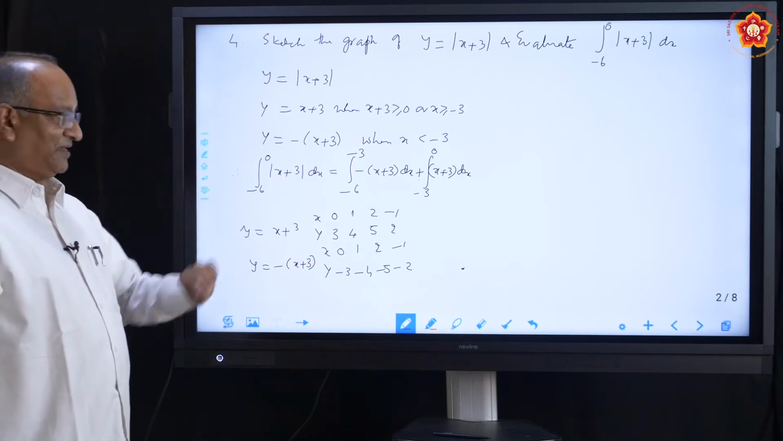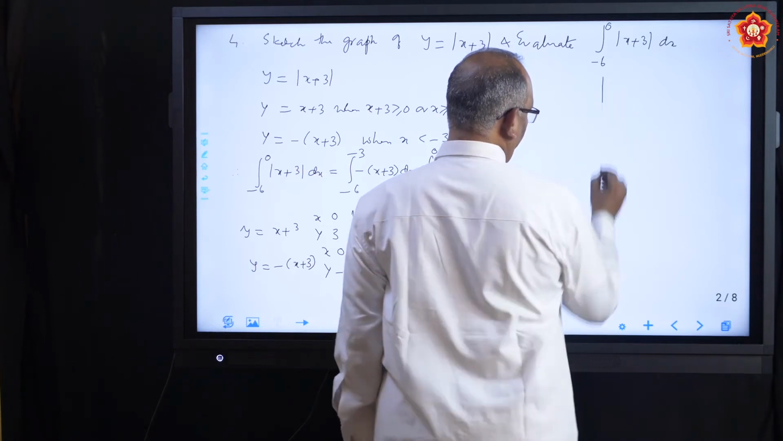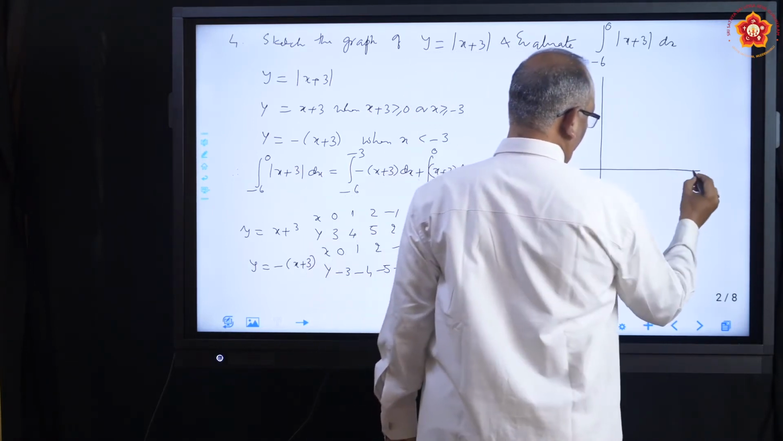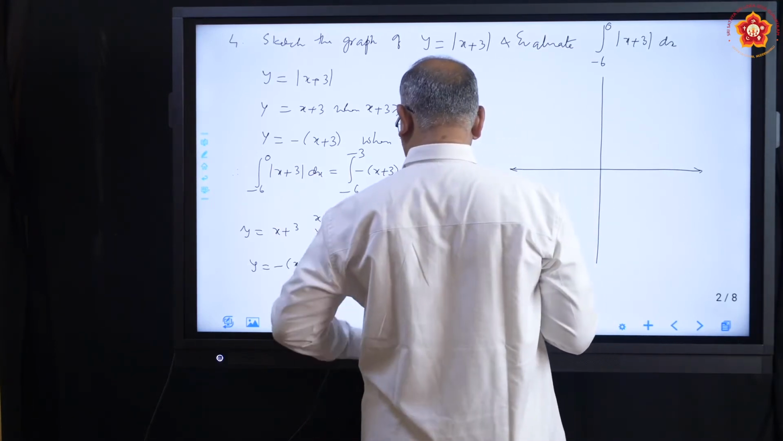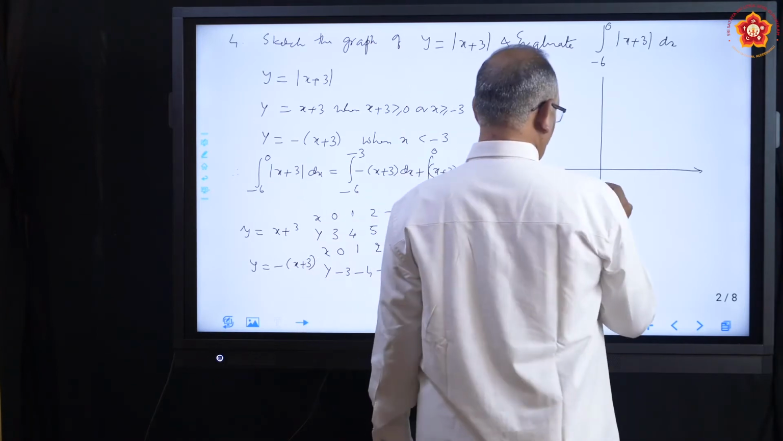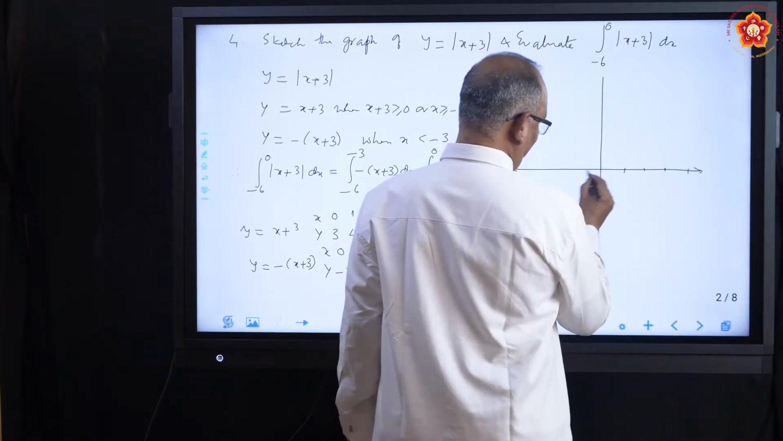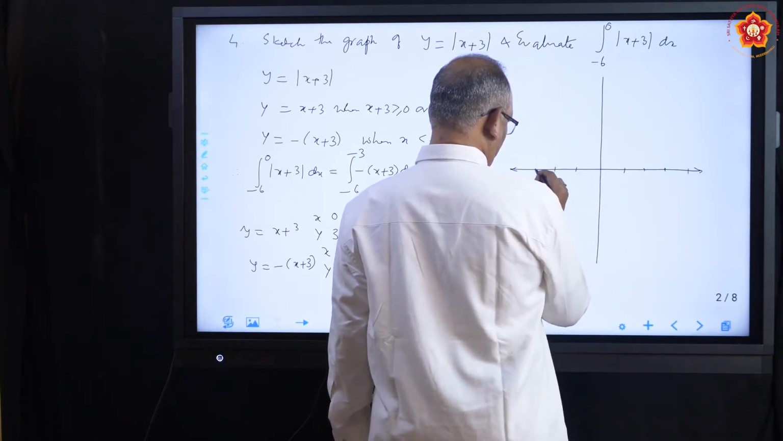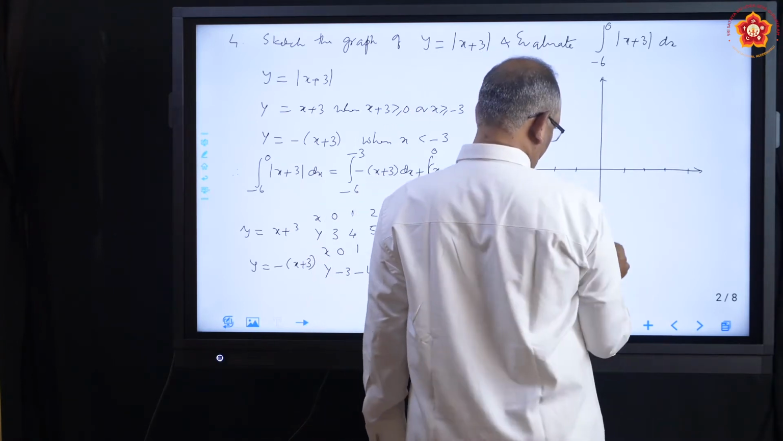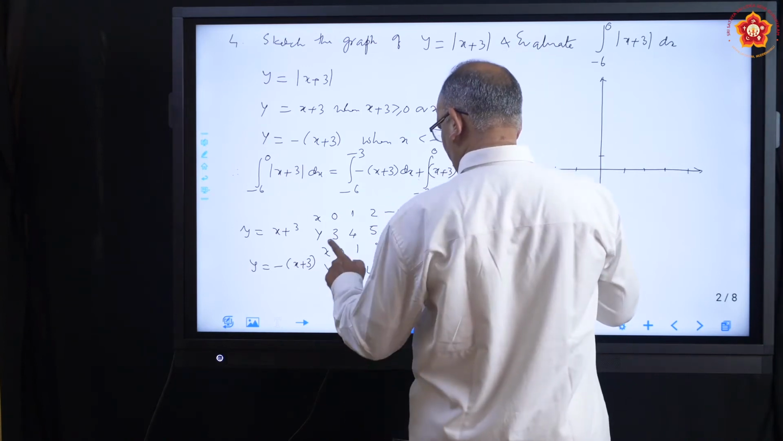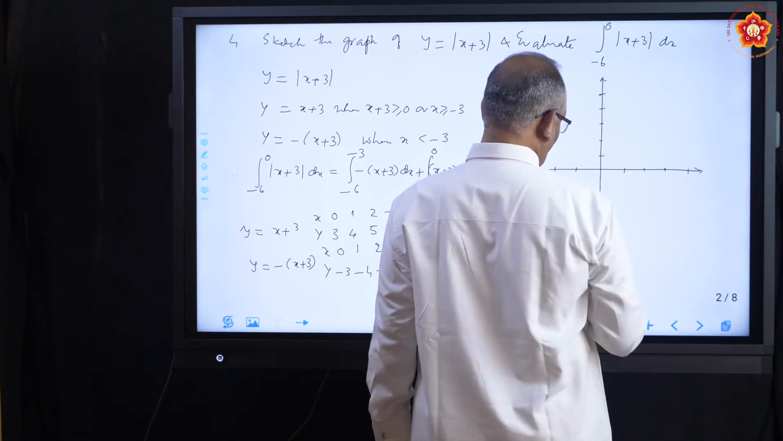Both we have to first draw it. We have taken values of x from 1, 2, 3, 4, etc. Similarly, negative side, minus 1, minus 2, minus 3, minus 4, etc. And here, you can say the maximum value is 5, okay? So 2, 3, 4, 5.